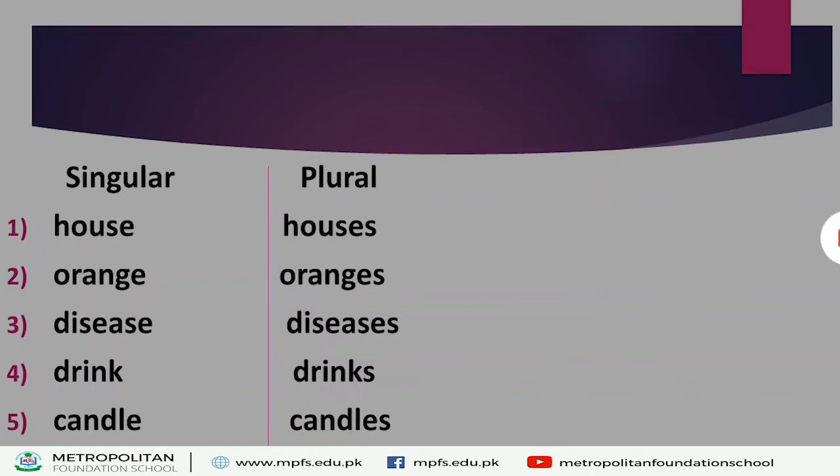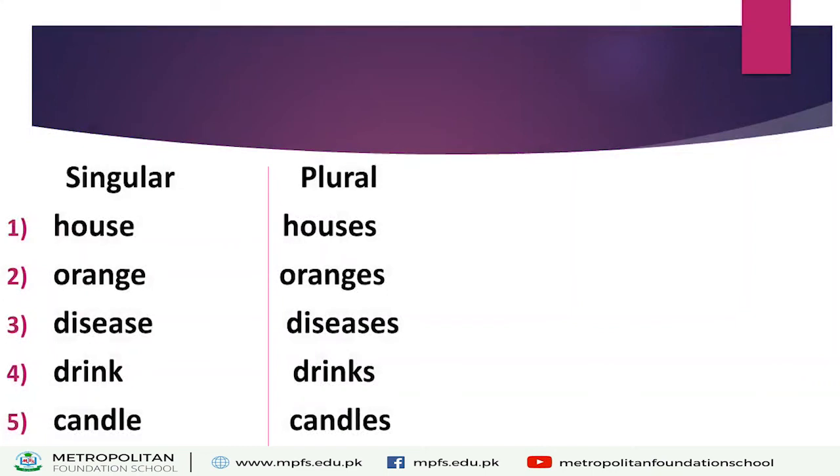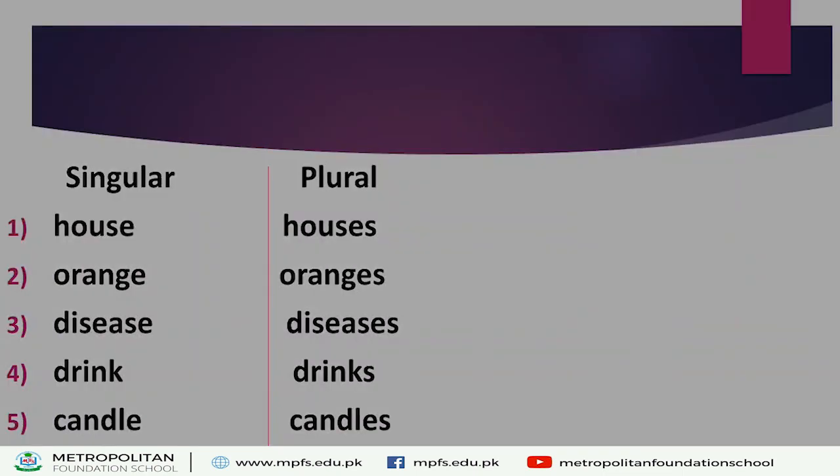The second is orange. O-R-A-N-G-E, orange. O-R-A-N-G-E-S, oranges. The third one is disease. D-I-S-E-A-S-E, disease. And the answer is diseases. D-I-S-E-A-S-E-S, diseases.